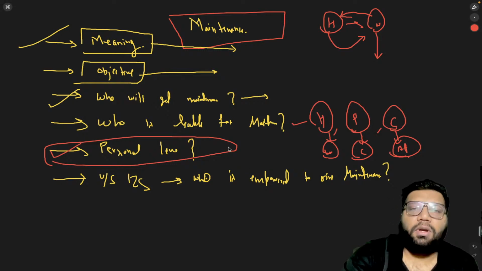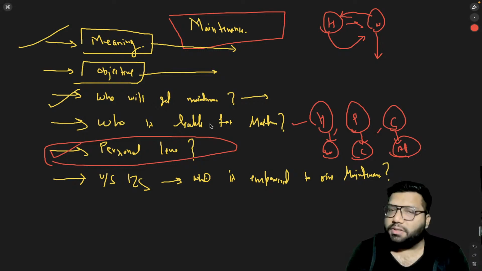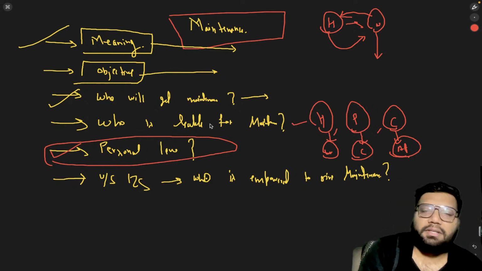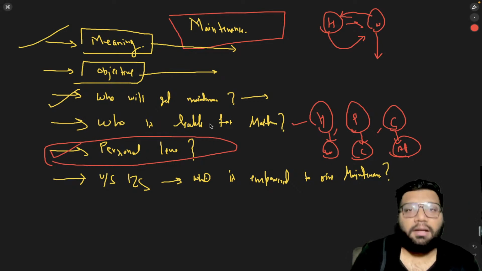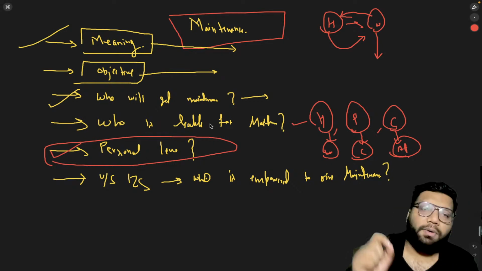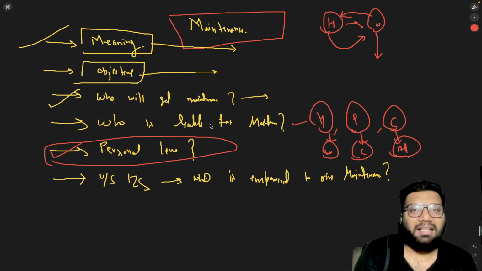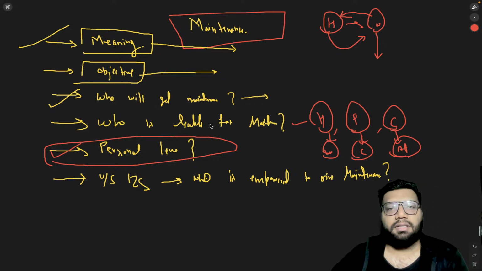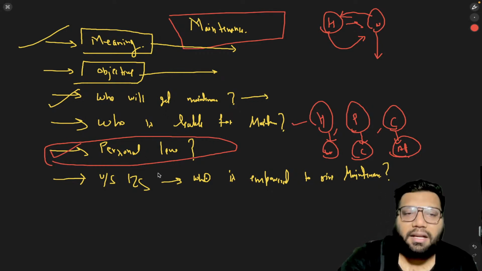So if the doors of personal law are closed regarding the concept of maintenance, the person can claim maintenance under section 125 as well. My dear students, if a person has already got maintenance under their personal laws, then they cannot claim maintenance under section 125 of CrPC. So this is the relationship.